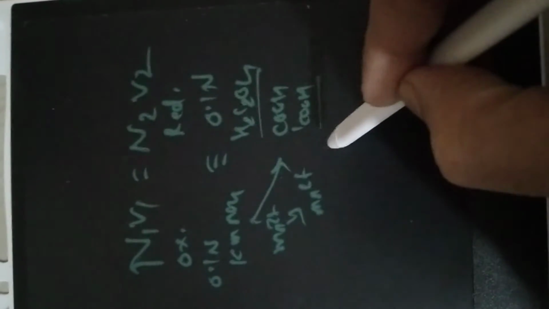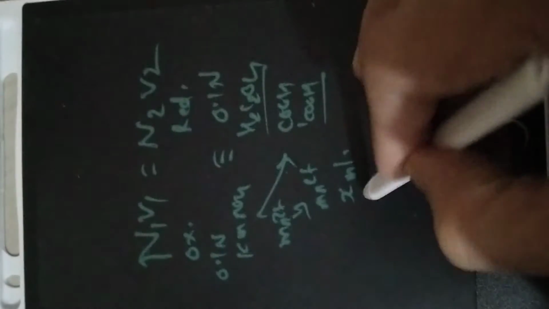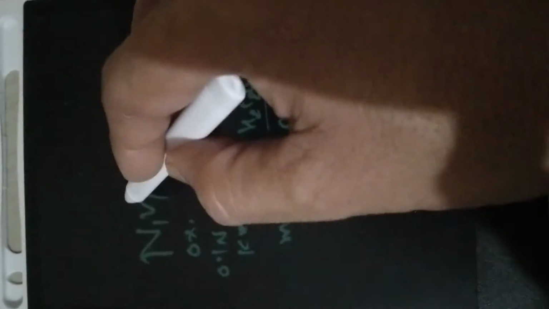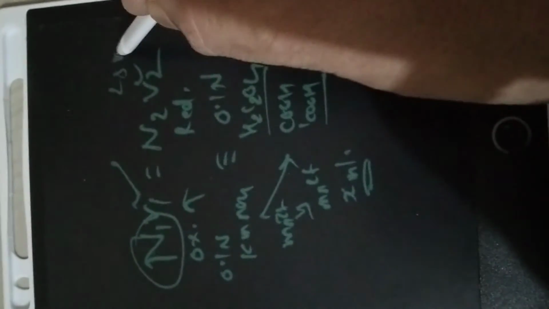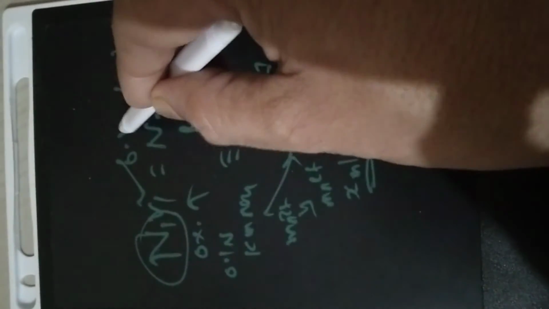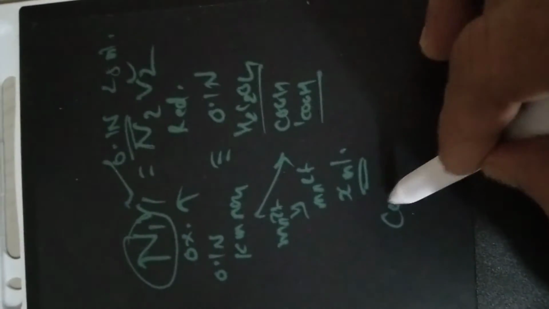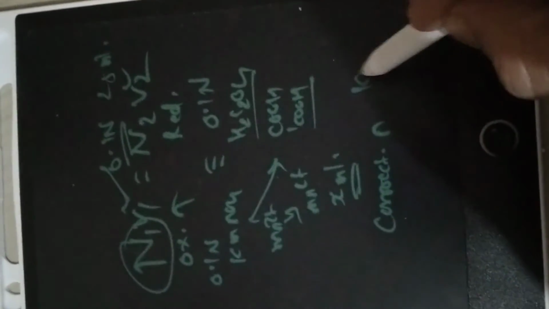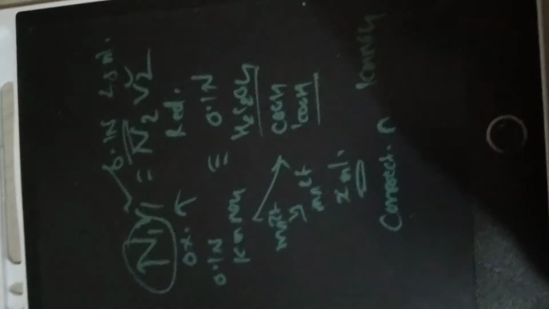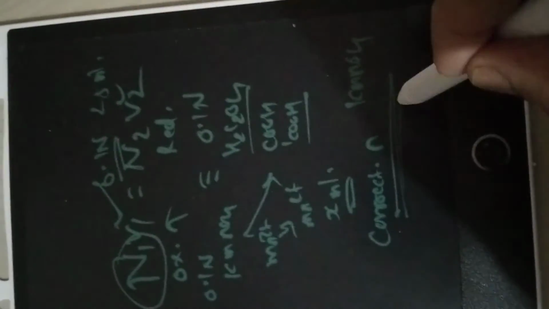And from the X reading of the KMnO4 burette reading, the exact normality is calculated. X is V1, normality N1 is calculated. V2 is the 25 ml of oxalic acid, and the correct normality of oxalic acid is 0.1 normal. So from that, the correct normality of the oxidizing agent, that is KMnO4, is determined.